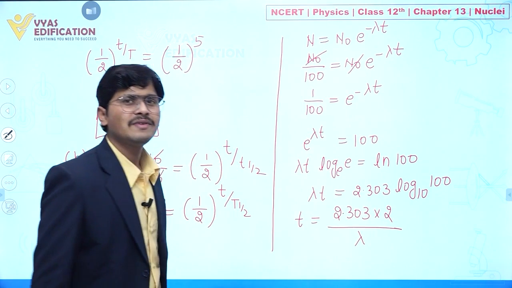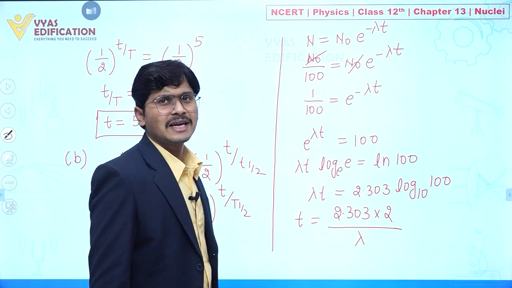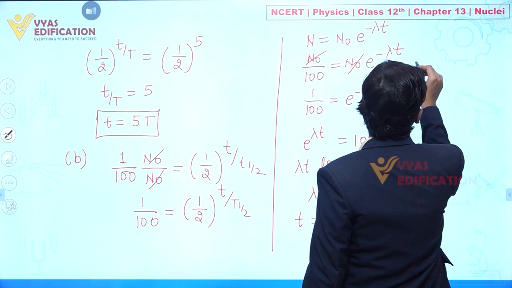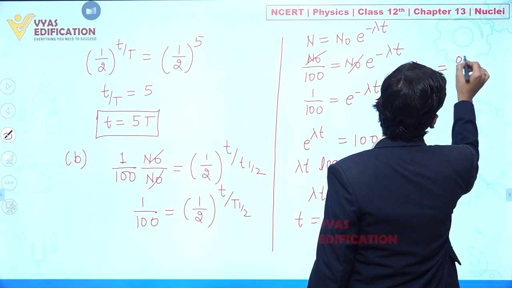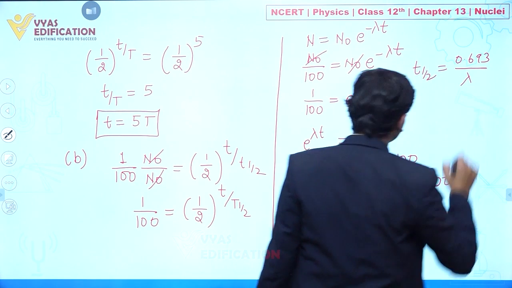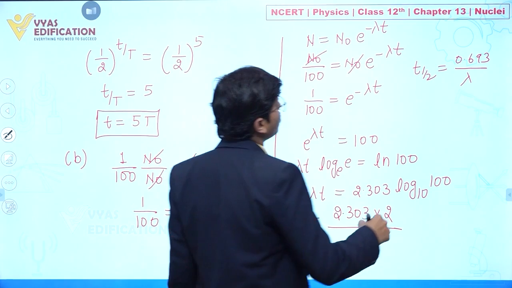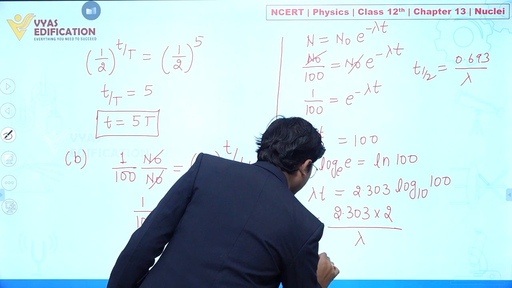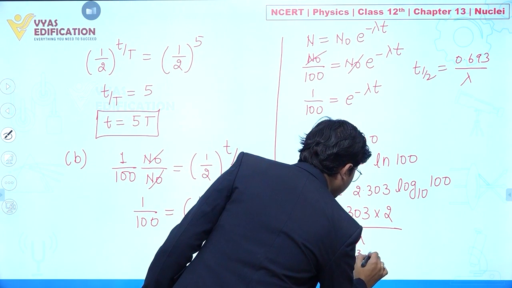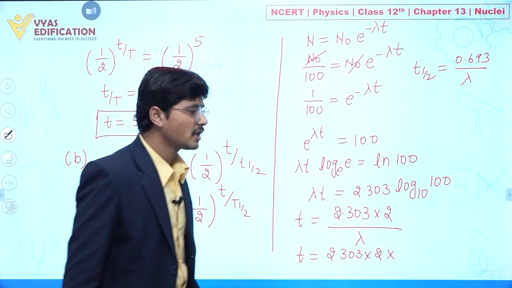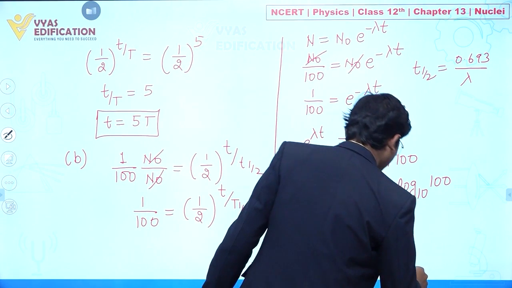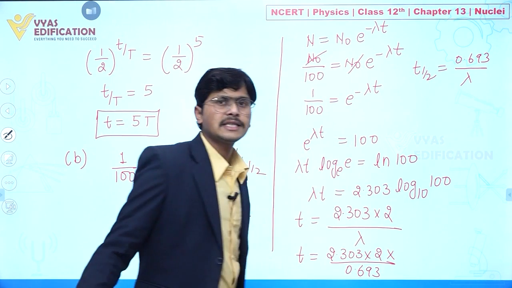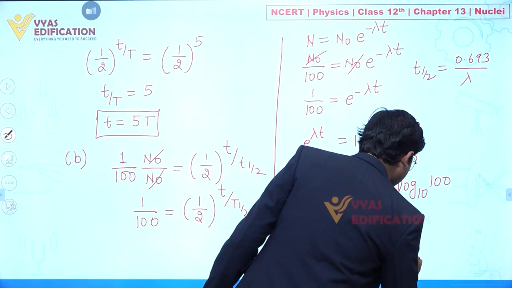Clear? So how can we write the value of lambda in terms of half time period? So actually you know T half is given by 0.693 divided by lambda. So instead of lambda, now I can write 0.693 divided by T half. So the value of t that I am getting is 2.303 multiplied by 2, divided by 0.693, and we can say this is multiplied by T half. T half is equal to capital T.